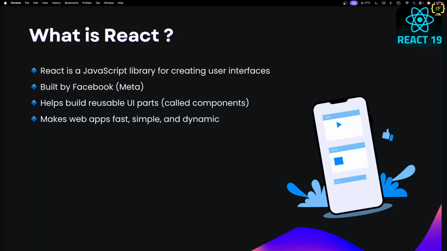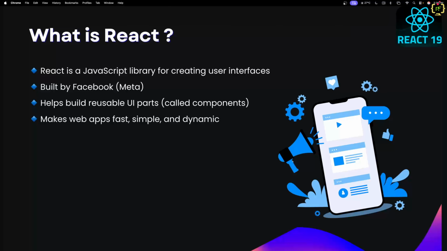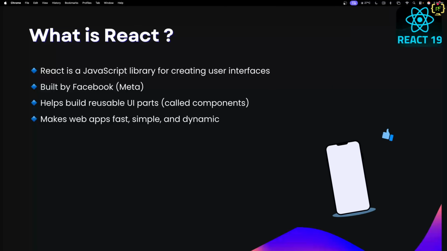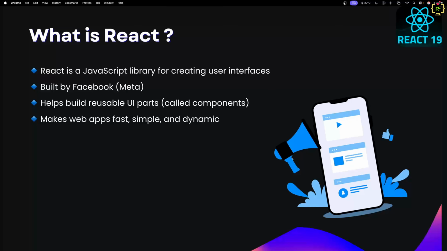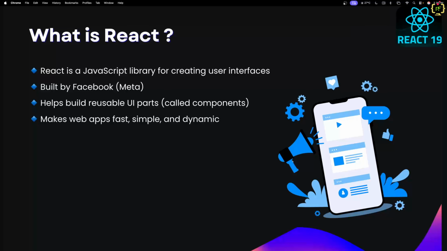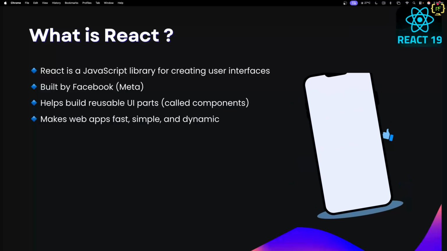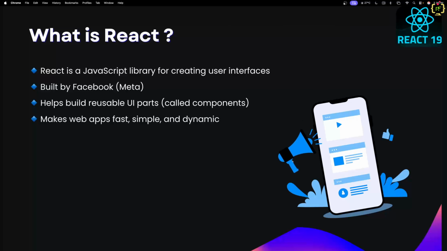React is a library, not a framework. That means React only focuses on one thing, the front-end UI. It does not control your backend, routing, or data fetching. For that, we use other libraries with React. On the other hand, Angular and Vue are JavaScript frameworks, which control routing and data fetching, everything built in.